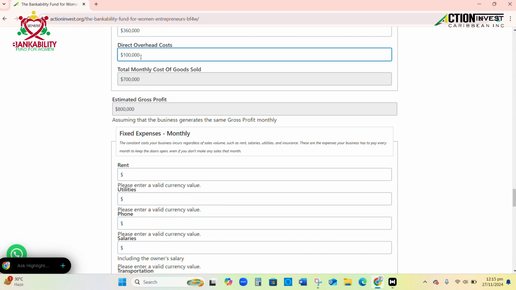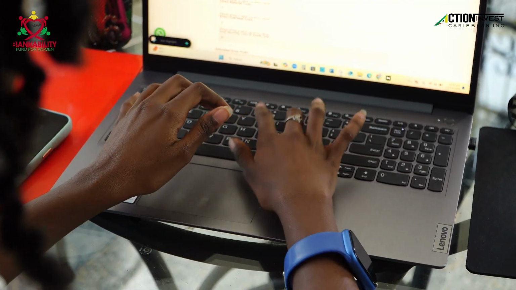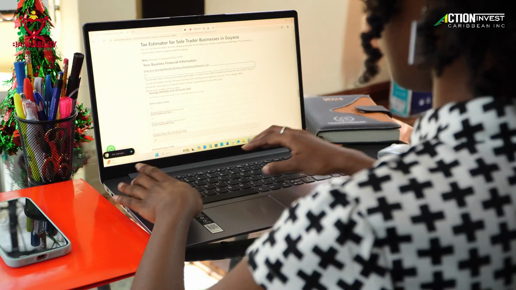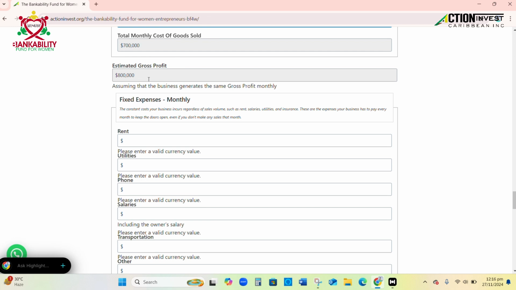After plugging these numbers in, the calculator will automatically tally the total monthly cost of goods sold. And here it comes: $700,000. And boom, your gross profit, revenue minus costs, is $800,000. Now, let's look at those fixed expenses, the regular costs that don't change month to month.